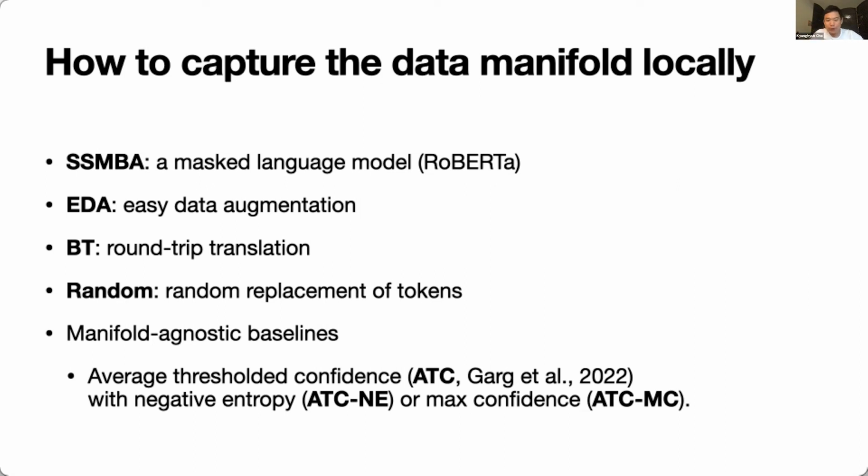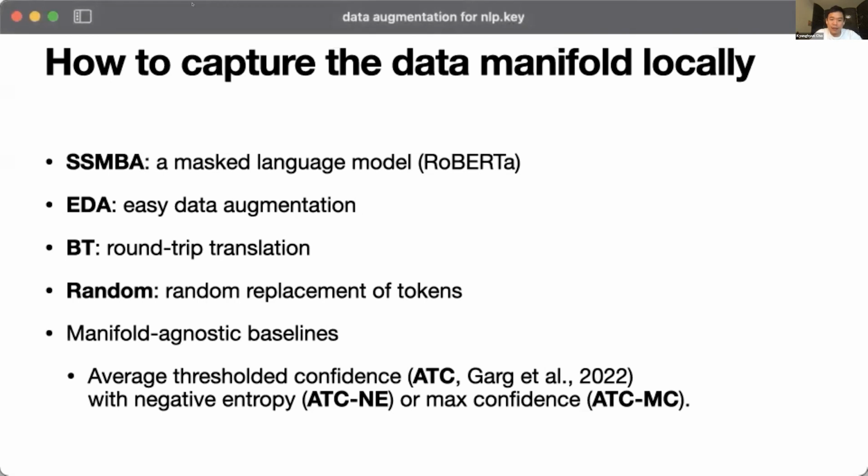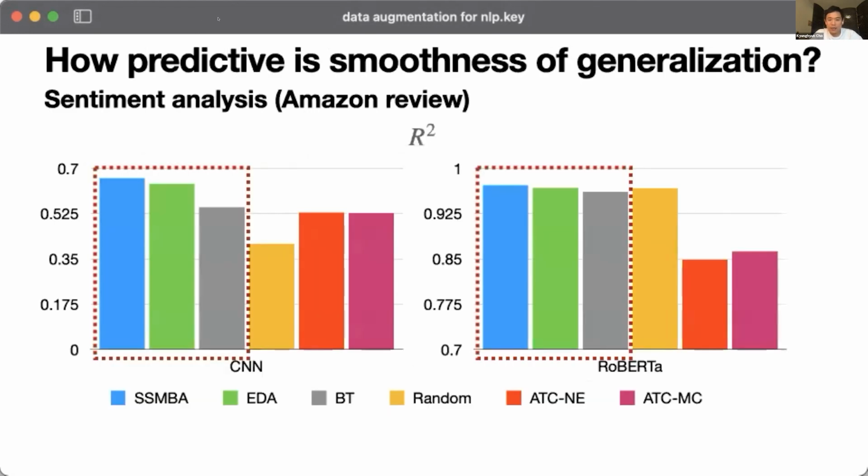Yes, sorry about that. We also compare against manifold-agnostic baselines, which is average threshold confidence, proposed only very early this year, using two different criteria: negative entropy as well as maximum confidence. What we saw was that this R2 tells us how well these two metrics correlate with each other. So can we really sort these models according to generalization accuracy, without knowing generalization accuracy, using the smoothness over the manifold? It turned out that it's extremely high. We can really sort all these models according to how well they're going to generalize without knowing the target labels.